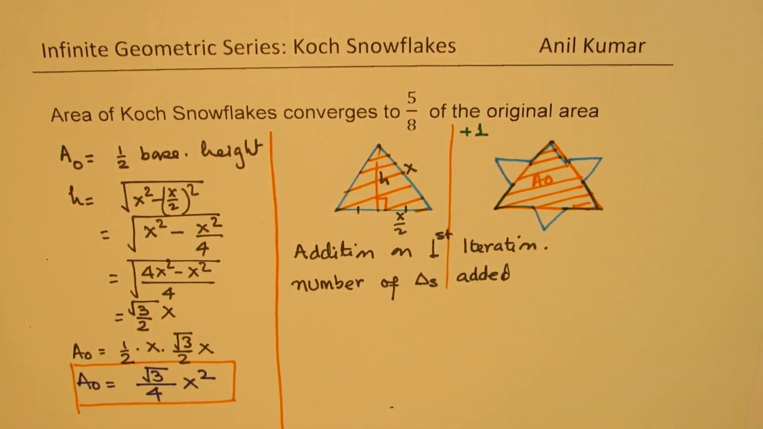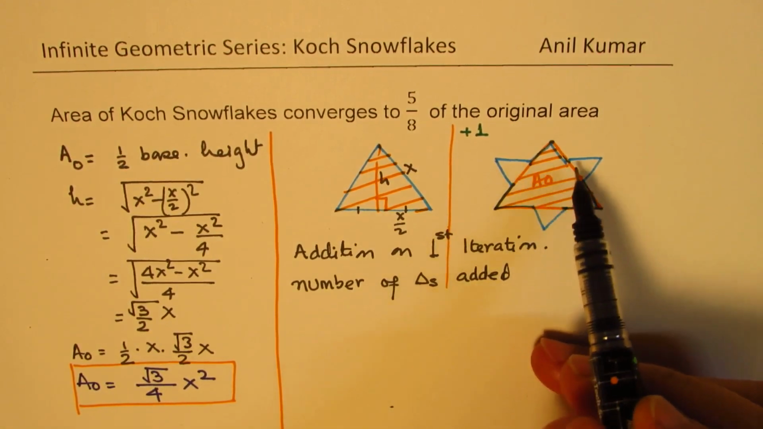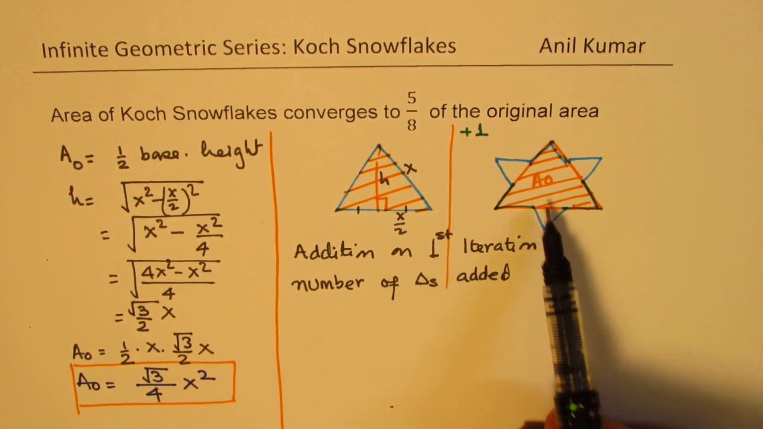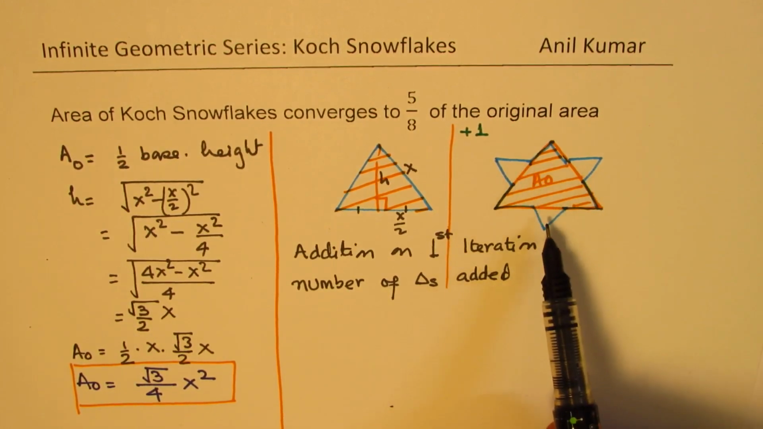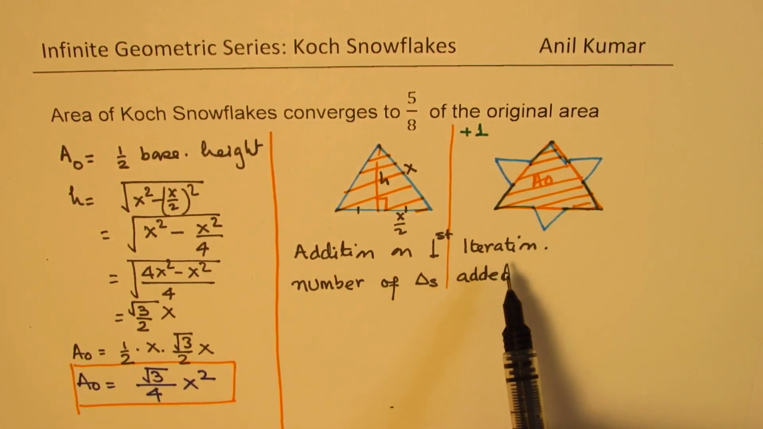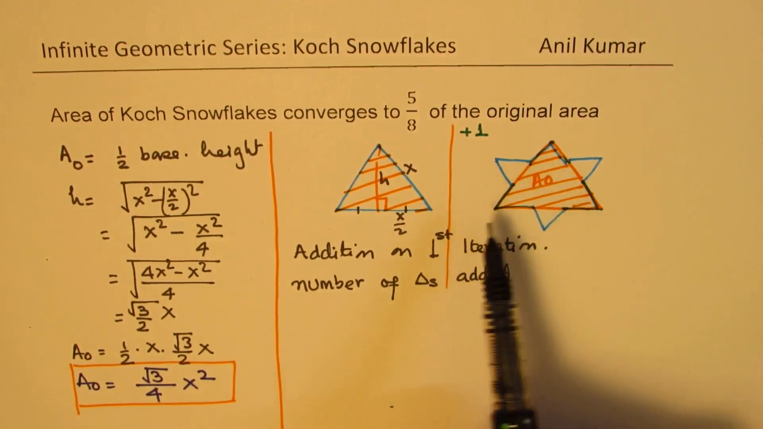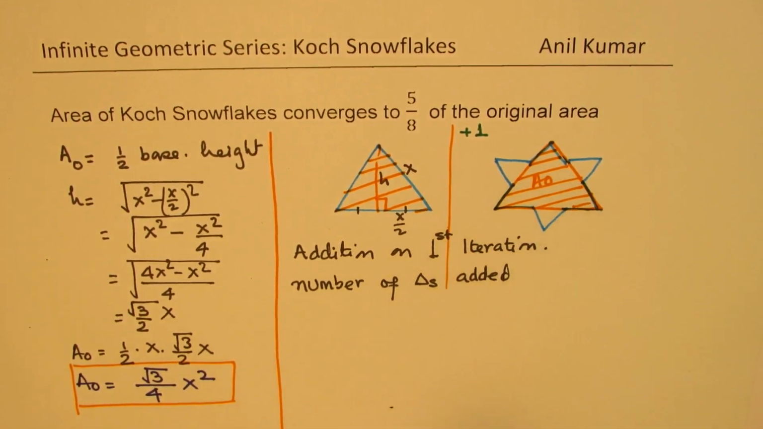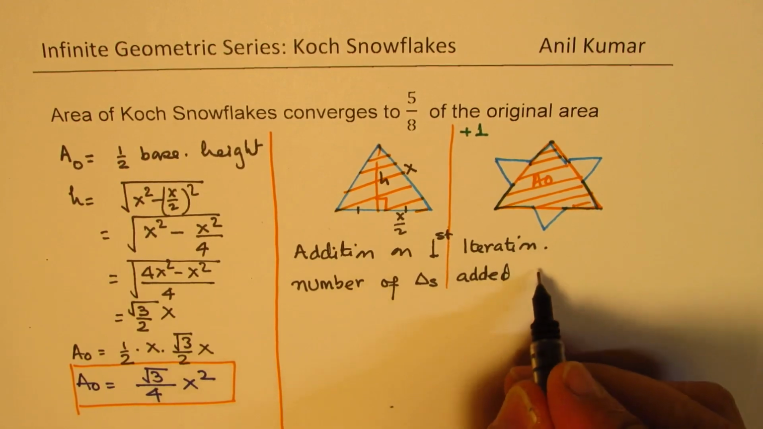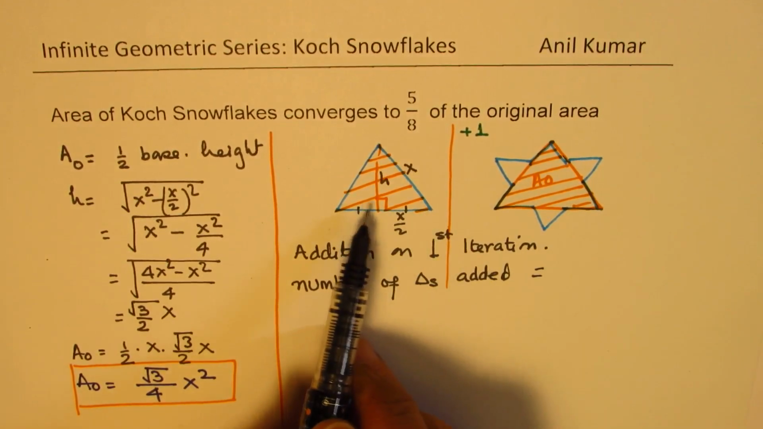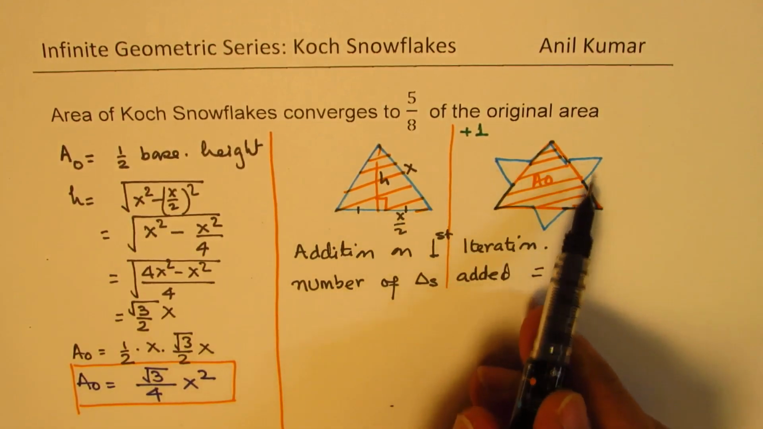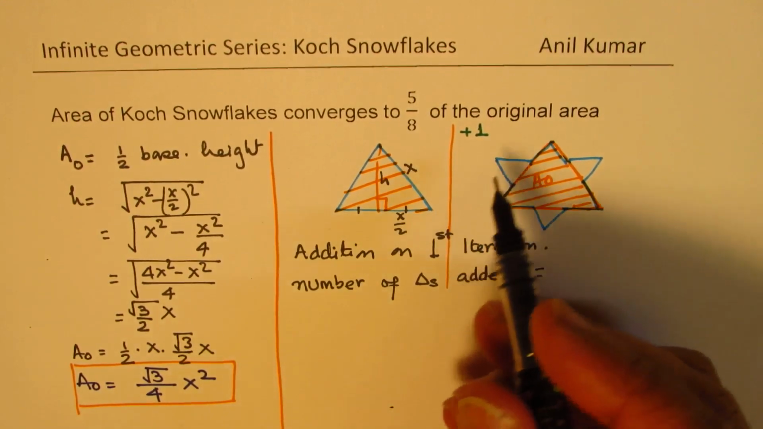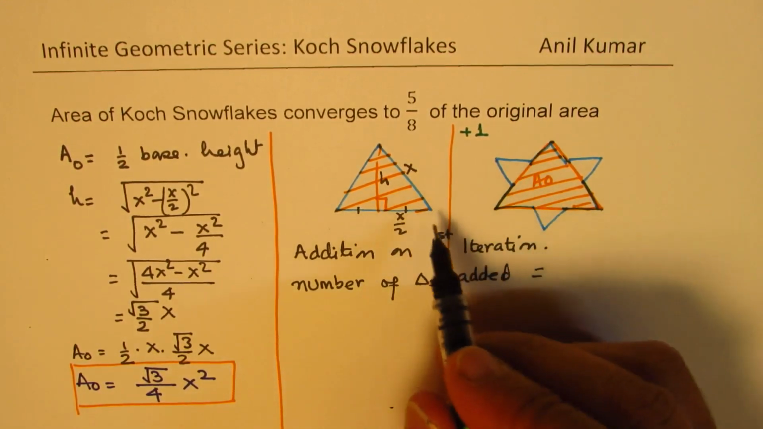Correct. So we know this area is A0. We are now interested in finding what is the additional area. Every time we add a triangle on each side, the area increases, right? That is what we are checking: by how much is it increasing. So the number of triangles added is how many? Well, last time we had 3 sides and the triangles are 3. So in the first iteration, we added 3 triangles, right?